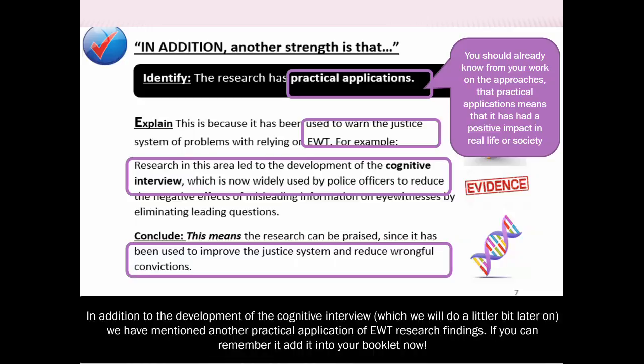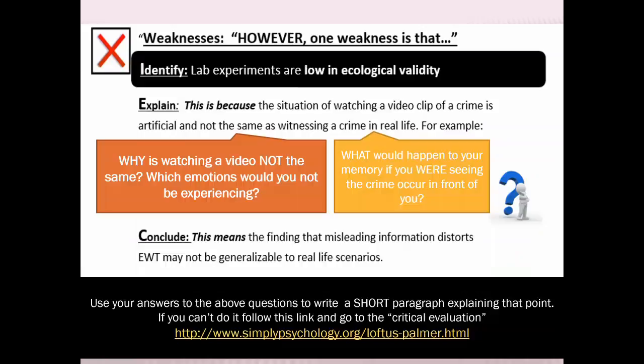Also, it's led to the development of what is known as the cognitive interview. Now you can see at the bottom of this screen, cognitive interview is the final thing that you're going to be doing on the memory topic area, and it's a way to reduce the effects of misleading information on an eyewitness recall, and it's regularly used by police officers. Okay, so this means the research can be praised because it's been used to improve the justice system no end, and it has also been used to reduce wrongful convictions. So there are two strengths then. So what about the weaknesses? One weakness that you'll already be familiar with is that lab experiments are exceptionally low in ecological validity. Why is this?